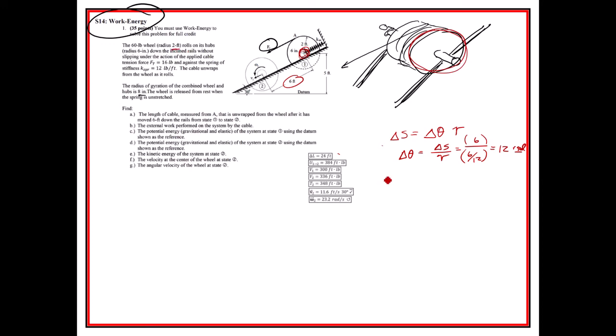So if we want to get the length of the cable, the delta L is going to be that delta theta times the R of the drum. What did I call it? The wheel, I guess. I should have called it a drum. So this is the 12 times this 2 foot right there, so it's 24 feet. Just geometry.